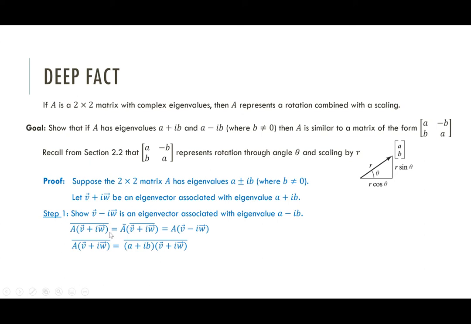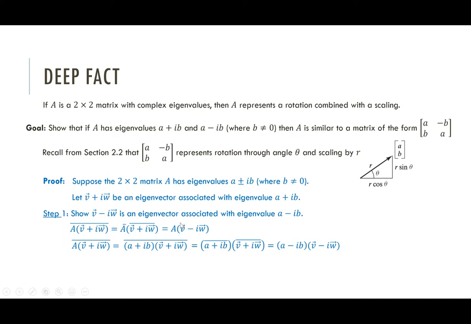Now let's look at it another way. Remember, v plus iw was an eigenvector. And so A(v plus iw) is going to be (a plus ib) times (v plus iw). And now we're taking the complex conjugate of all of this. Again, break it up over a product, and this is equal to (a minus ib) times (v minus iw). And now remember, we started at the same place, just the complex conjugate of this.